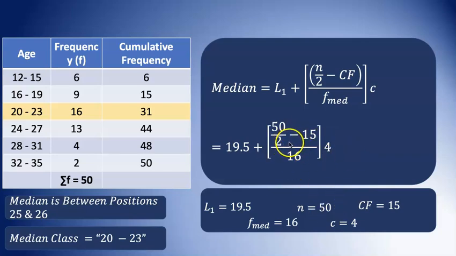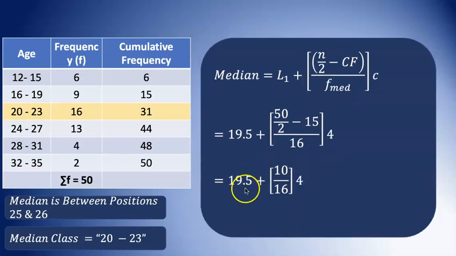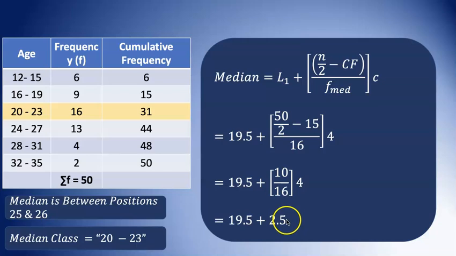Of course, BODMAS says start in the brackets first. So 50 over 2 is 25, minus 15, that's 10. So we have 19.5 plus 10 over 16 times 4. And of course, we can do all of this part together. 10 divided by 16 multiplied by 4 gives us 2.5. And then 19.5 plus 2.5 is 22. So the median for this grouped frequency distribution is 22.